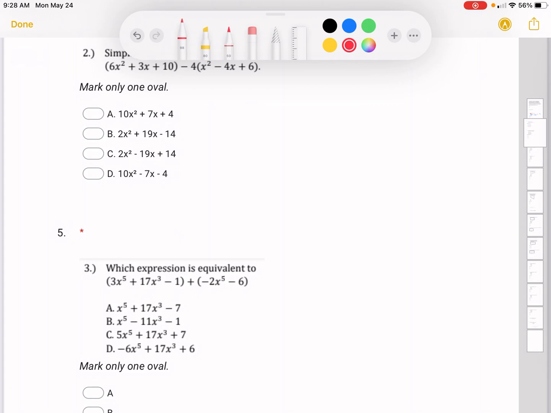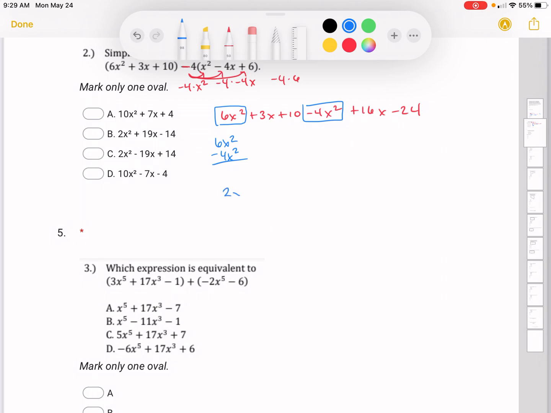In this next question, we're simplifying. So I'm going to bring down my 6x squared plus 3x plus 10. Here I have a negative 4, so I need to distribute it. So negative 4 times x squared is negative 4x squared. Negative 4 times negative 4x is positive 16x. And negative 4 times 6 is negative 24. From there, we combine like terms. So I'm going to combine 6x squared minus 4x squared. That comes out to 2x squared. Then I combine 3x with 16x. That comes out to a positive 19x. And then 10 minus 24 comes out to a negative 14.